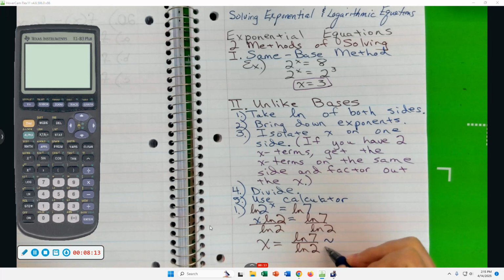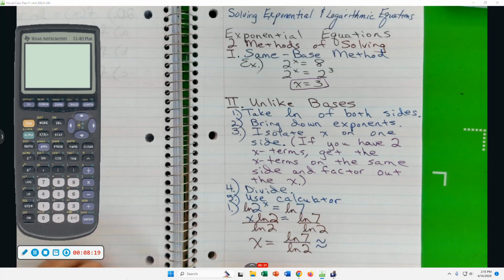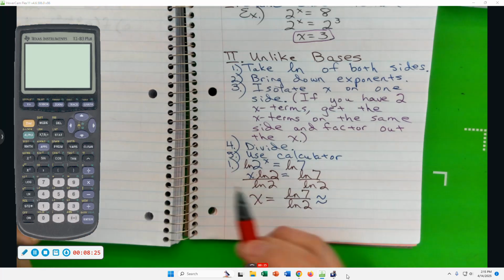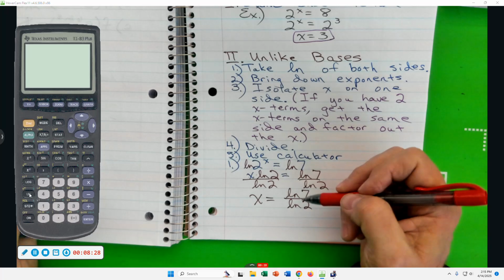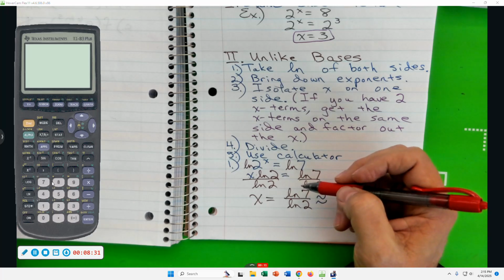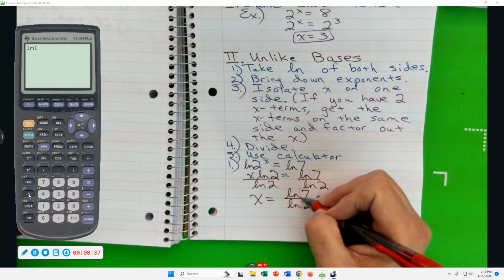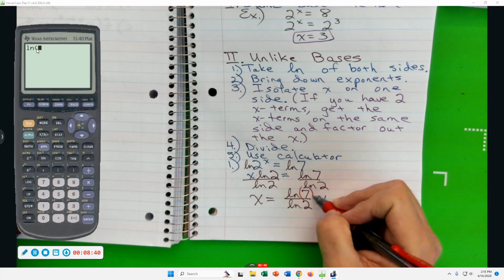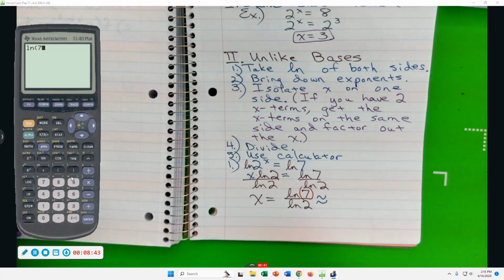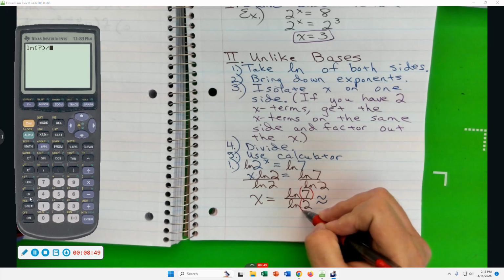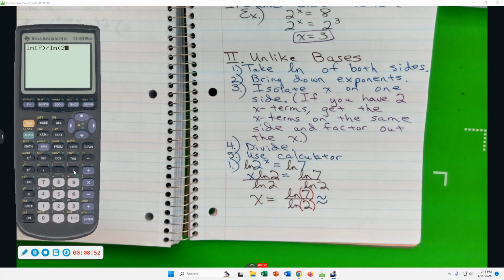I'm going to put a little wavy equal sign there to mean that what I'm about to write is an approximation. Let's punch in ln7 divided by ln2. Remember that on most calculators, when you press that logarithm key, it is going to open a parenthesis for you. You have to be sure to close that parenthesis or you're going to get the wrong answer. So we have ln7 divided by ln2.